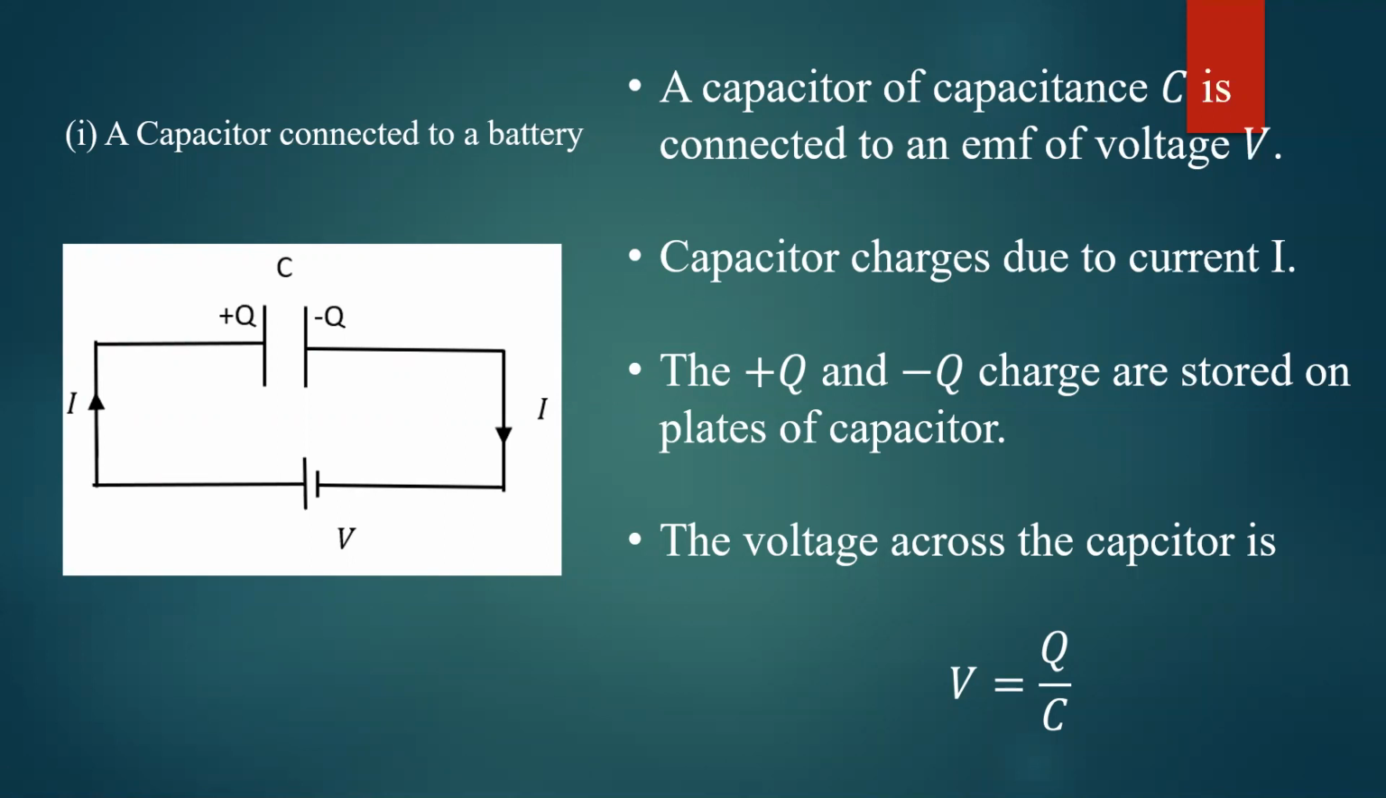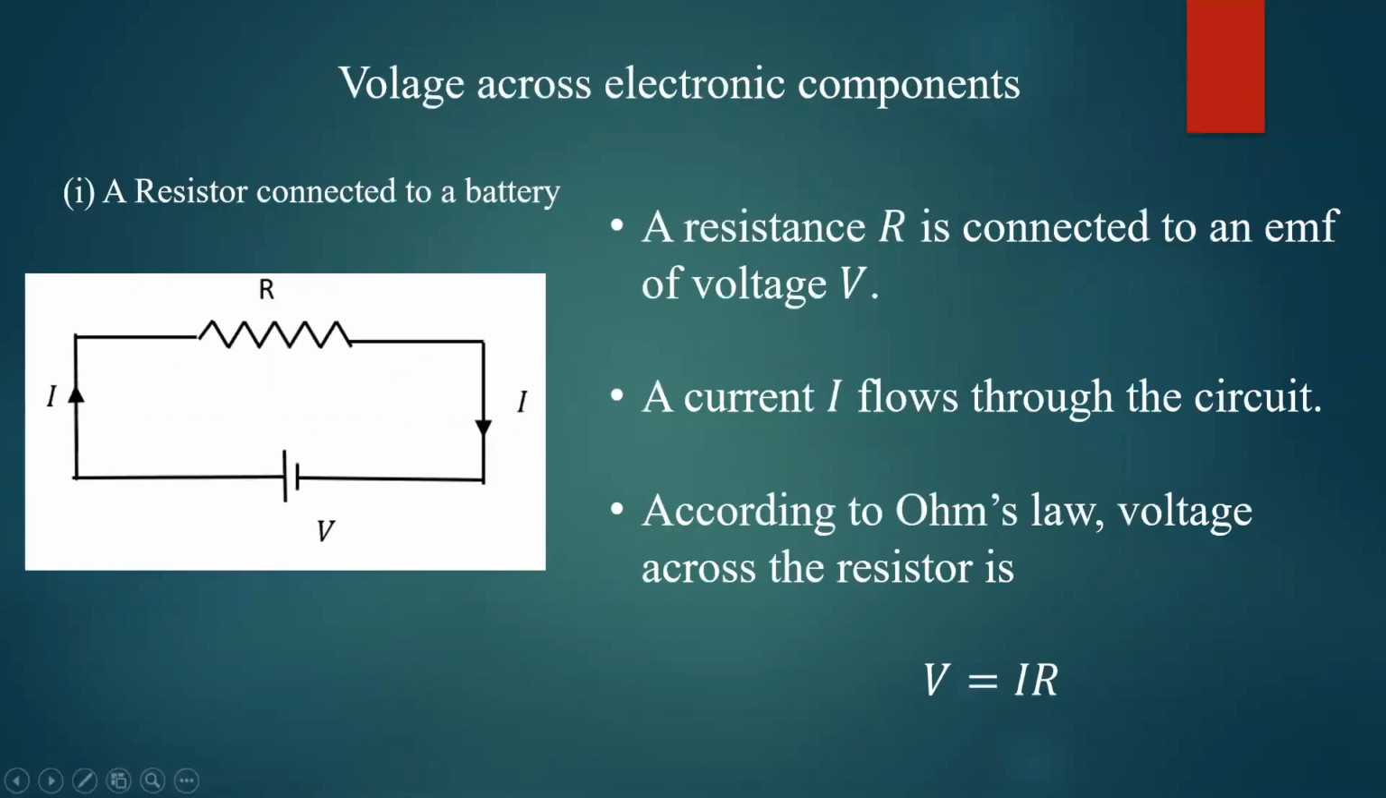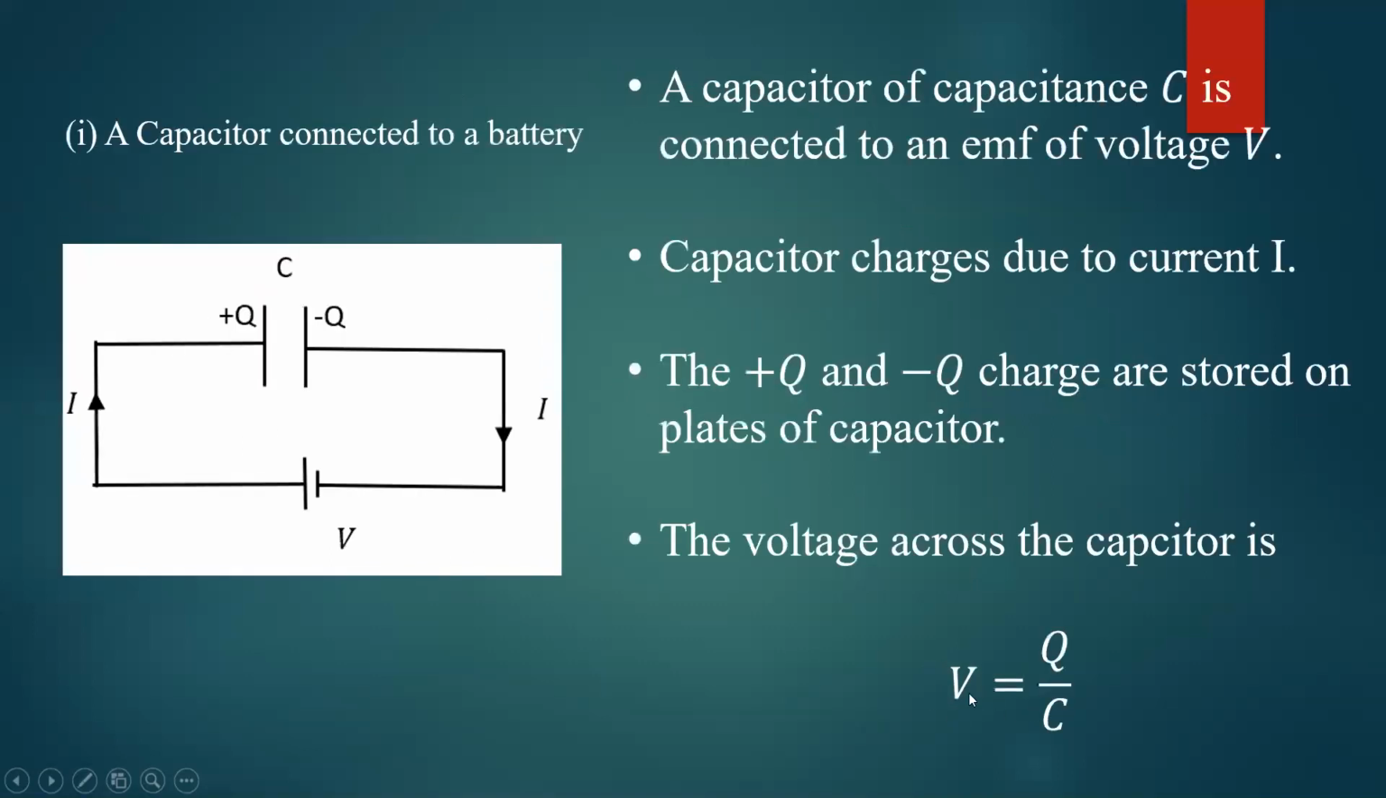Voltage across the resistor, how did we see it? Voltage across the resistor, it is I into R. That is voltage across the resistor. Voltage across the capacitor, what is it? It is Q divided by C, where Q is the charge on the capacitor.